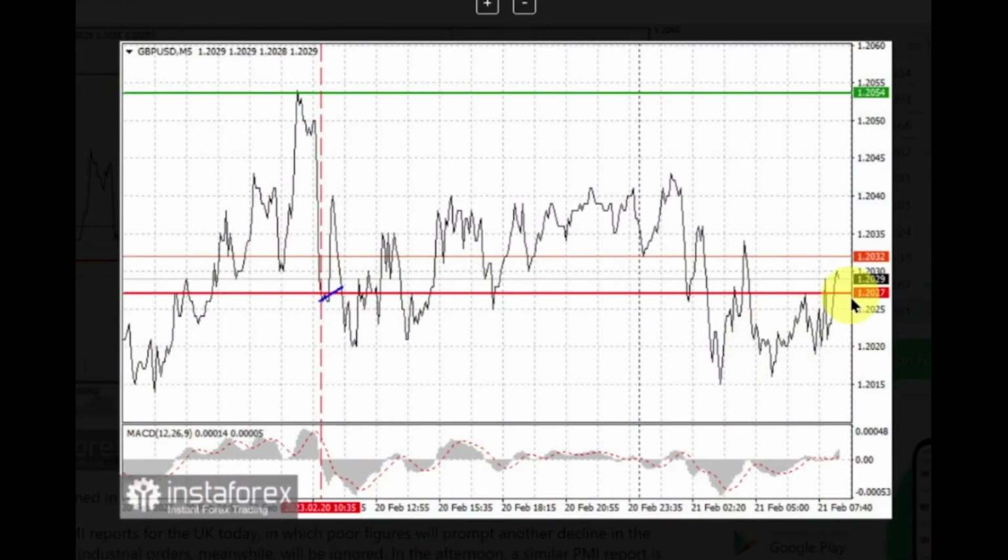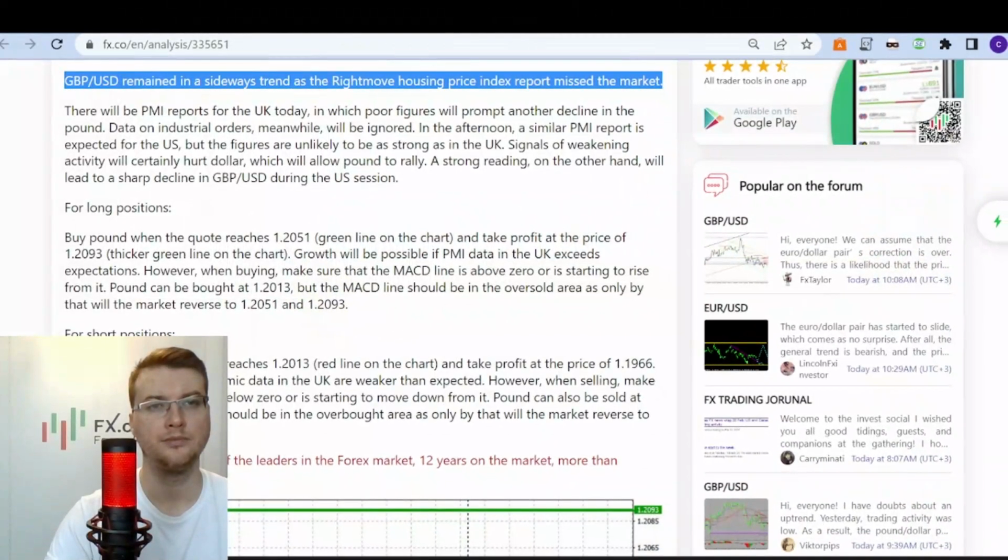The test of 1.2027 occurred when the MACD line was just starting to move below zero, which was a pretty good signal to sell. However, the decline was only brief as the market lacked the volatility to make strong movements. Pound-dollar pair remained in a sideways trend as the Rightmove Housing Price Index report missed the market.